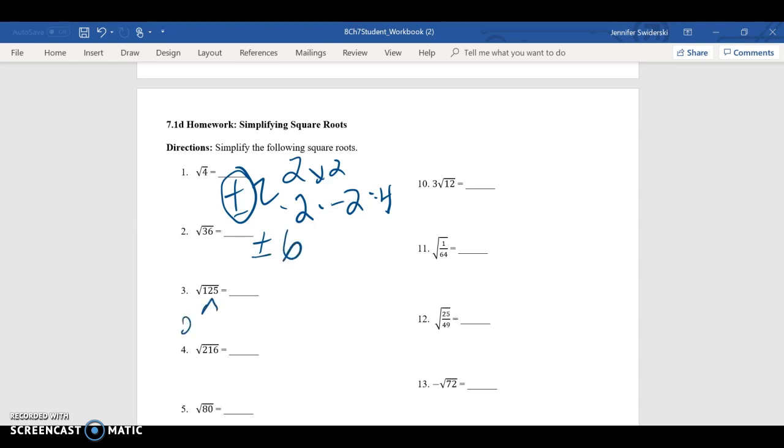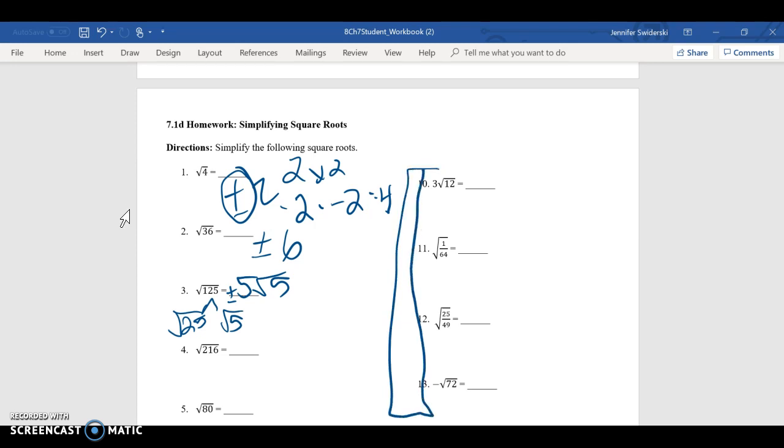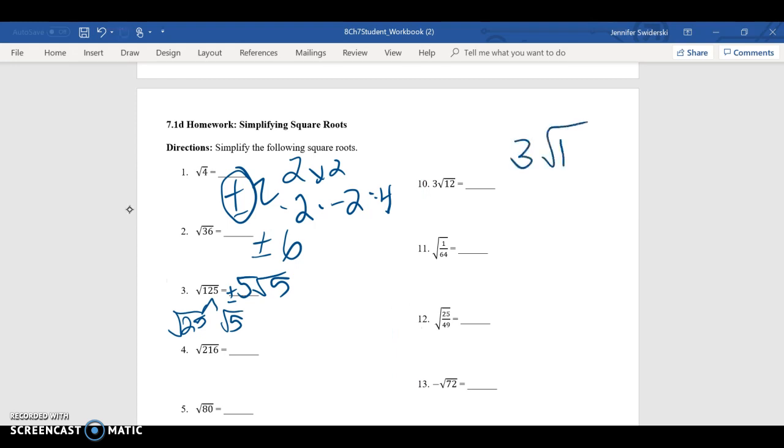Okay, when you simplify this, you could get 25 and 5. This would simplify to 5 root 5. Okay, it could be positive or negative. Okay, so on and so forth. What I want to look at, though, are these ones over here in the corner that appear to be a little bit harder. So if I have 3 root 12, what can come out of 12 to simplify?